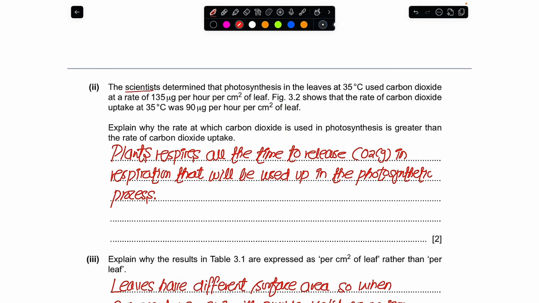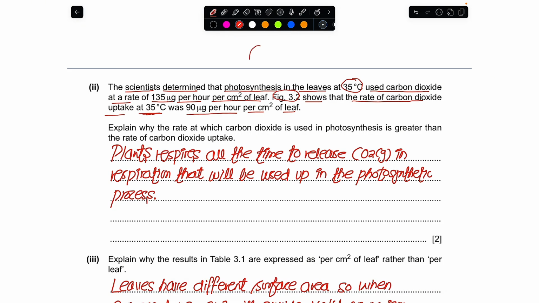The scientist determined that photosynthesis in the leaves at 35 degrees centigrade used carbon dioxide at a rate of 135 microgram per hour per centimeter square of the leaf. And from figure 3.2, this shows that the rate of carbon dioxide uptake at 35 degrees centigrade was 90 microgram per hour per centimeter square of the leaf. Now this is something a little tricky.